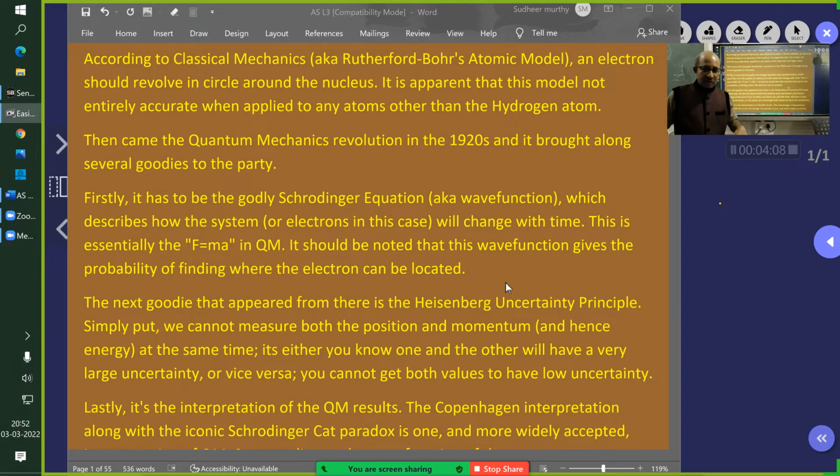Why is it a wave function? Because the mathematical model is similar to the wave function that we have seen. The wave is traveling and whatever function we call, it is similar to that. And what is important is this model will tell us the probability of finding the electron, okay, around the nucleus.